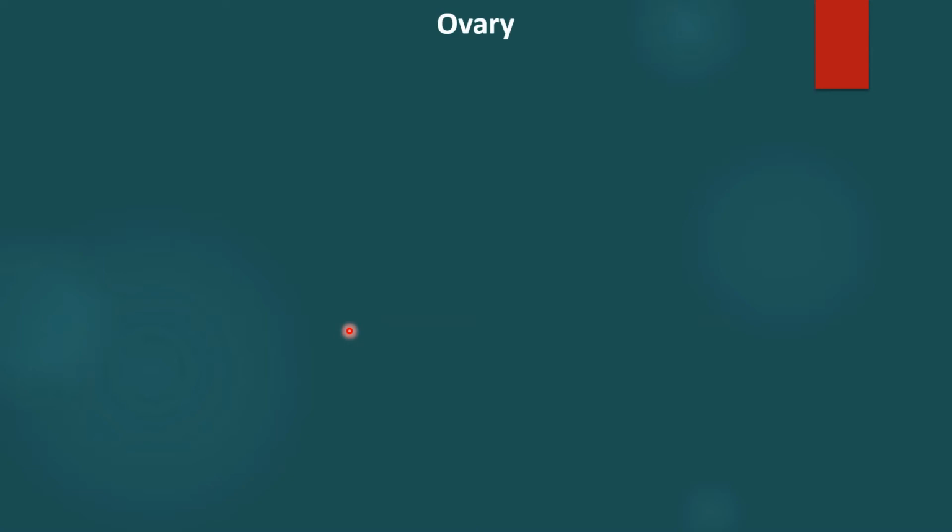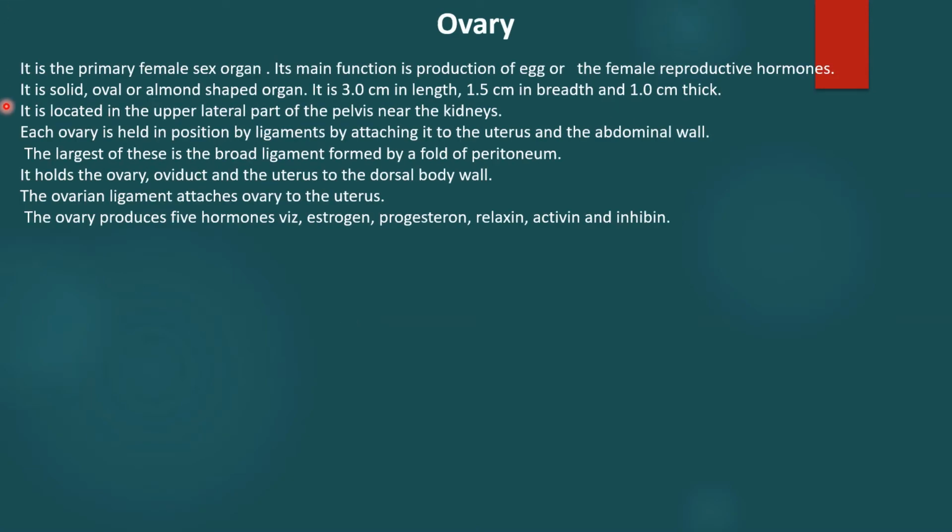Let us understand in detail what is the ovary. We'll go step by step, understanding each and every important statement. So dear students, please listen to me very carefully. Ovary is the primary female sex organ. As in male, the testis was the primary male sex organ, whereas in case of female, the ovary is responsible for the secondary sexual character. Its main function is the production of egg and the female reproductive hormones, that is the estrogen and progesterone.